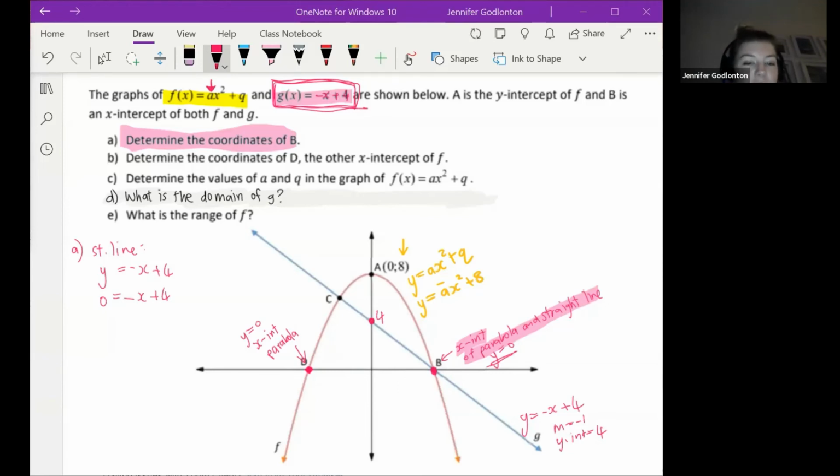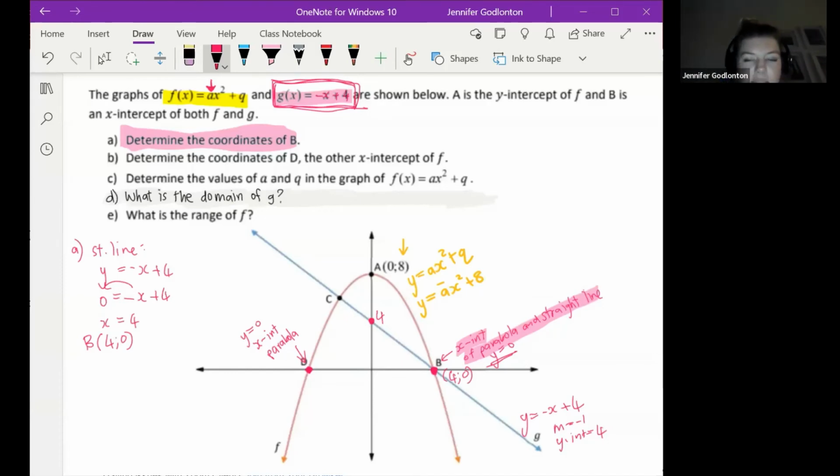Okay, so now we have 0 equals negative x plus 4. I'm trying to find what x is. I'm just going to jump this x over instead of my 4, and I'm going to see that x is equal to 4. So that means that I know that at that point over there, that x-intercept of my straight line, those coordinates are 4 and 0, and that is B. B is 4 and 0. Okay, that's our first step. Hopefully we're feeling a little bit happier with that now.